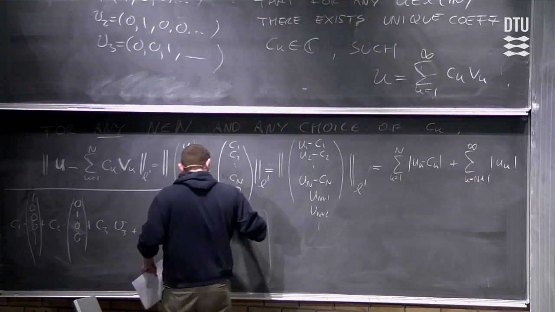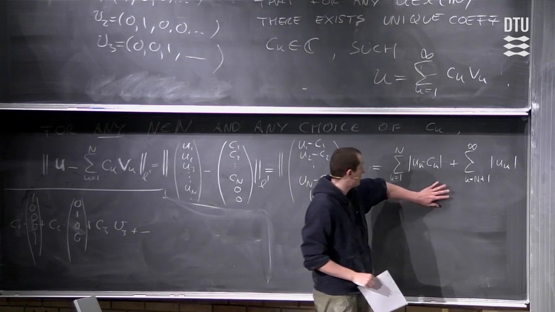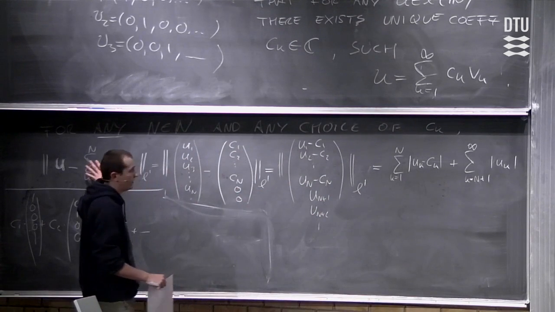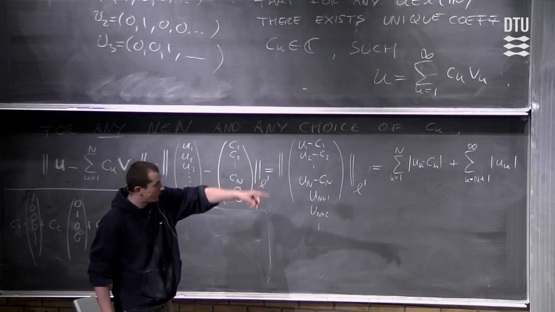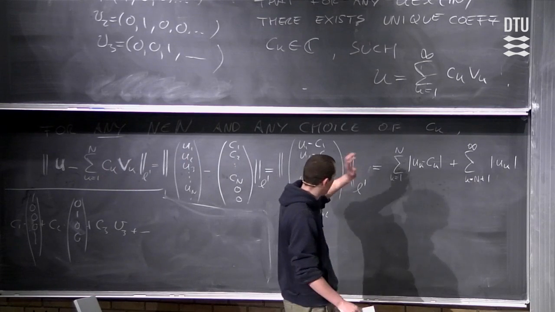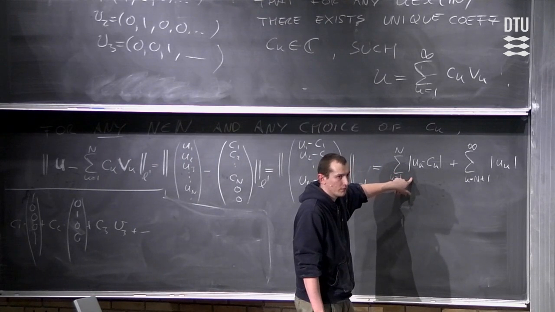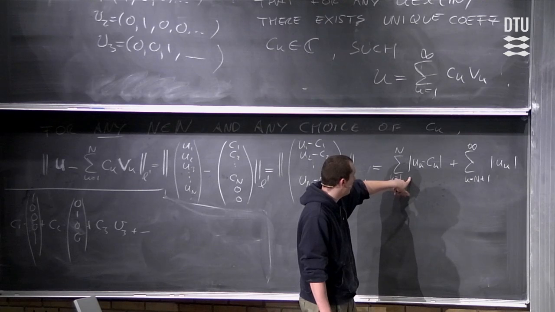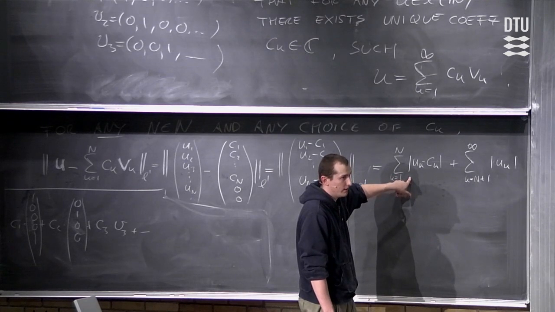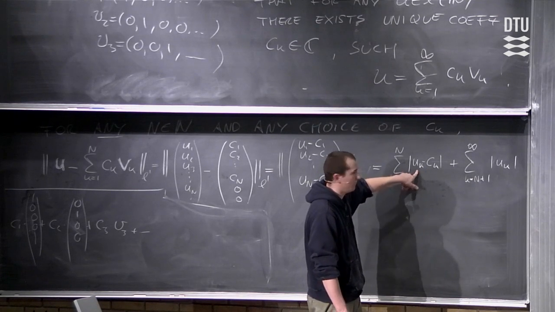And so, what do we want? As I said, we want this to go to 0, because this is the same as this. And by the definition of basis, we need this to go to 0. So here we have a finite sum over absolute values. They are 0 only in one case, namely if ck is equal to uk.